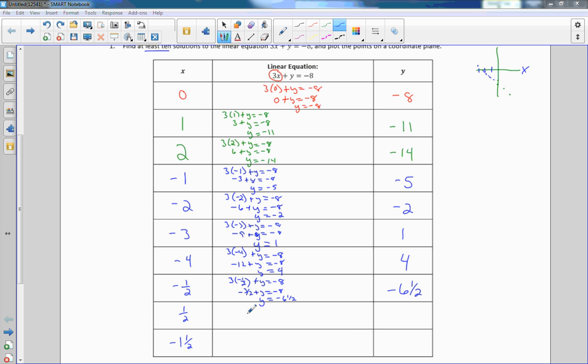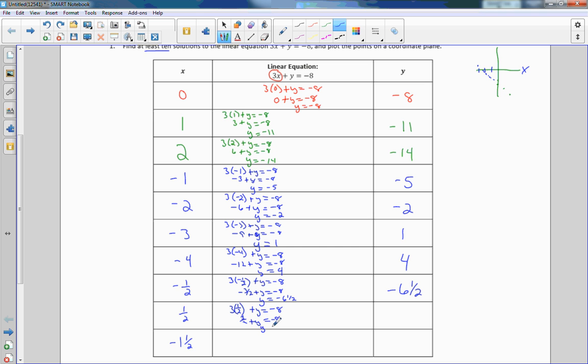So now we're going to continue. It doesn't matter what order we do these in a table, as long as we graph them correctly when we move over to the coordinate plane. So now I'm going to multiply 3 times 1/2, and I'm going to add y and get negative 8. 3 times 1/2 is 3/2 plus y equals negative 8.